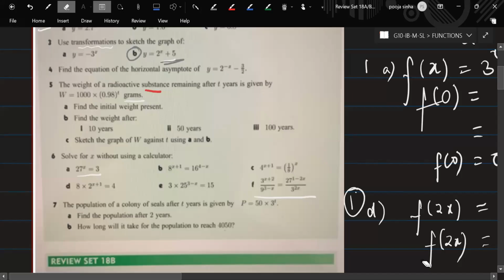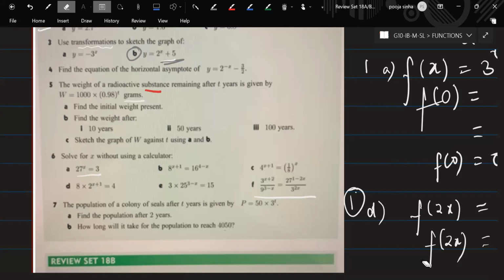Okay, next, find the equation of horizontal asymptote. These are still not understood, asymptotes. It's so simple. Okay, so do one thing, go back to this. I'll tell you what it is. It's very, very simple. Go to the Desmos again and plot this, sketch this on that.